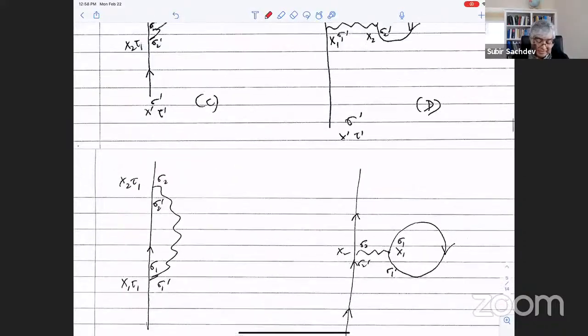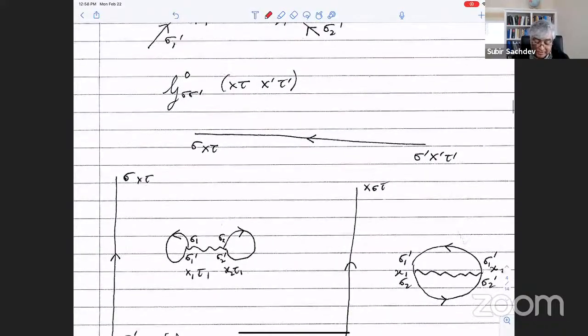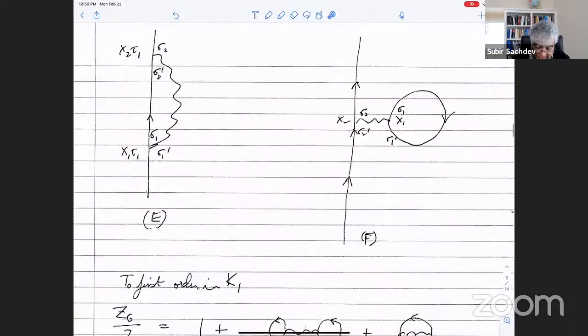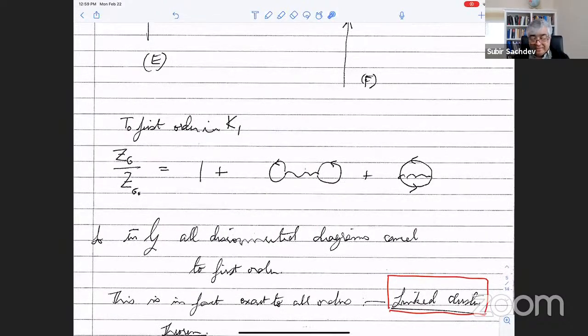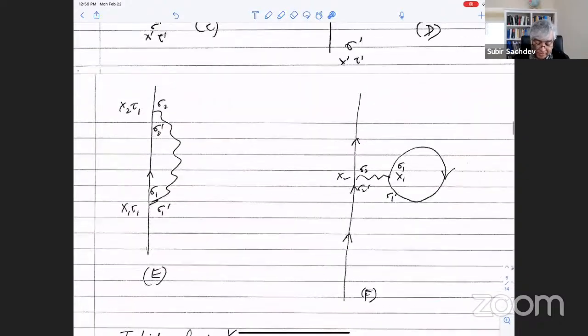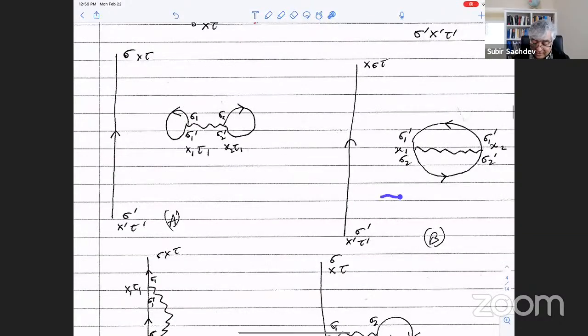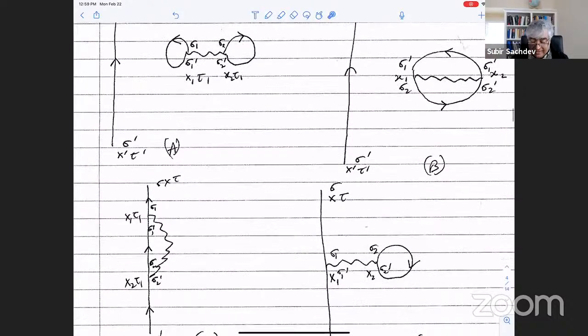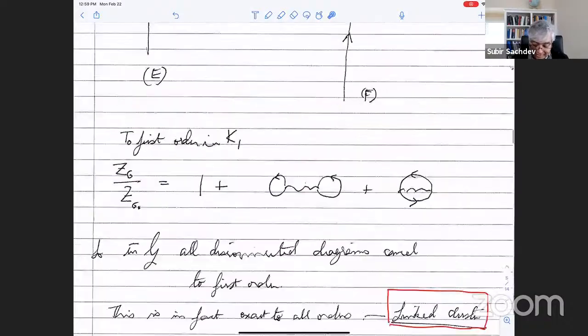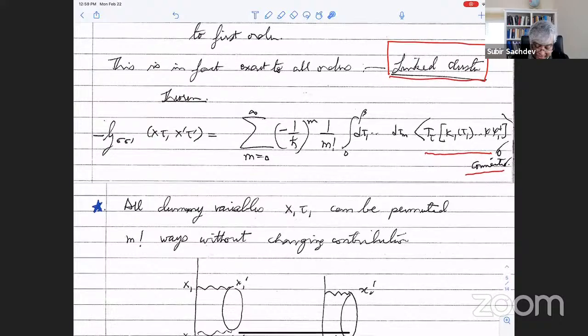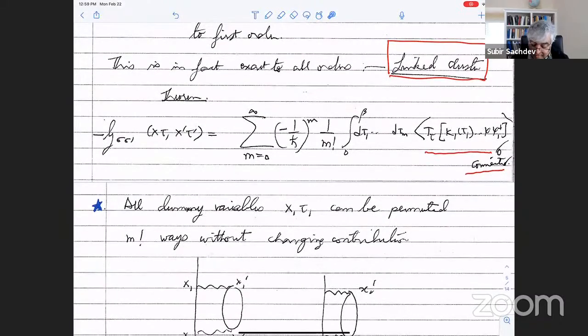So what happens is you have a zeroth order term in the numerator, which is this term right here. And this disconnected diagram here will cancel with this term times this term in the denominator when you expand the denominator. Similarly, this one times the bare zeroth order Green's function will cancel with this disconnected diagram. And this actually happens to all orders. So all the disconnected diagrams cancel, and you can forget about the denominator and only keep track of connected diagrams.